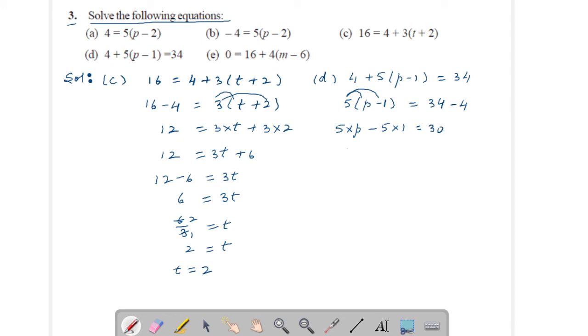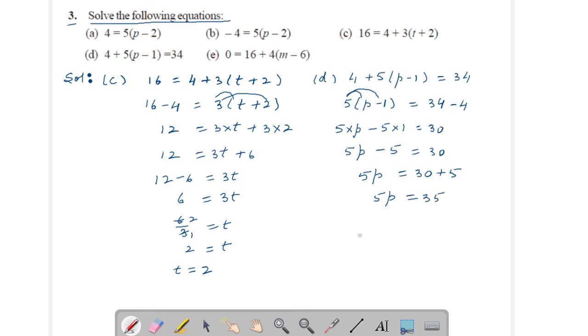Simplify this. 5p minus 5 into 1, it is 5, equal to 30. Here transpose 5 to right hand side, sign will be changed, that is 5p equal to 30 plus 5, or 5p equal to 30 plus 5, 35.